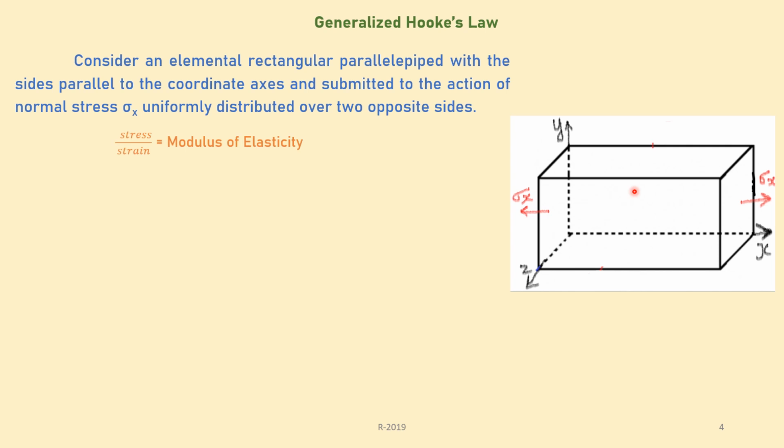Now from Hooke's law, we know that stress by strain is equal to a constant called modulus of elasticity. So let me express the stress sigma x by the strain epsilon x is equal to capital E. Remember, E is called Young's modulus. So from this equation, I can express the extensional strain in x direction, epsilon x is equal to sigma x by E.